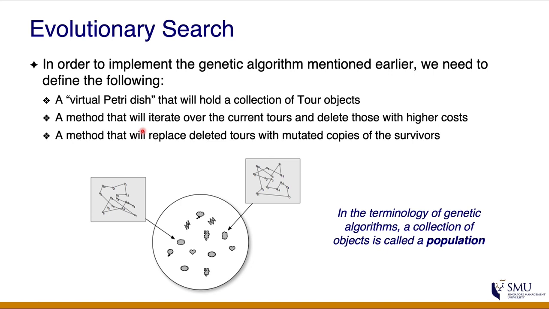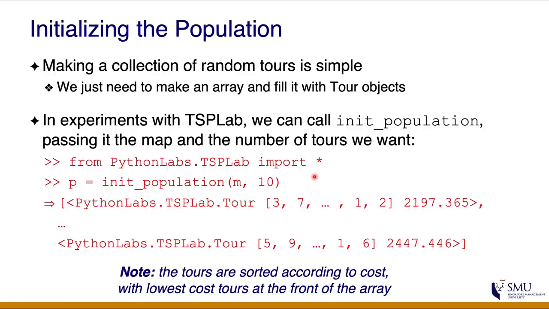So the first method will iterate over all the tours and delete the tours that are not performing so well. And the second method will be the mutation, right? You replace the deleted tours with mutated copies of the survivors. All right, so this is how it goes, right? So if you do this, you can initiate a population. This is the function in which you will randomly generate a lot of tours, and you'll put them inside a variable called P. This is the dish that we use to hold the current population.